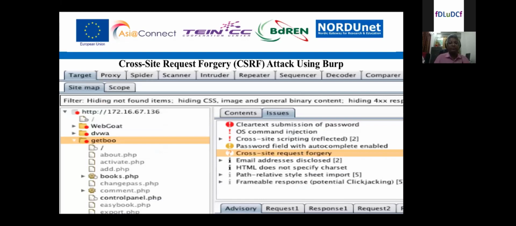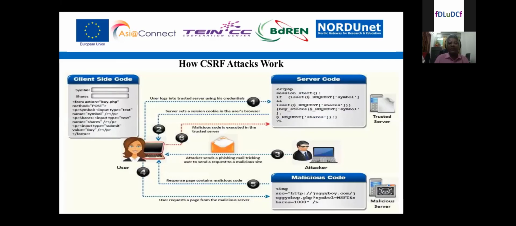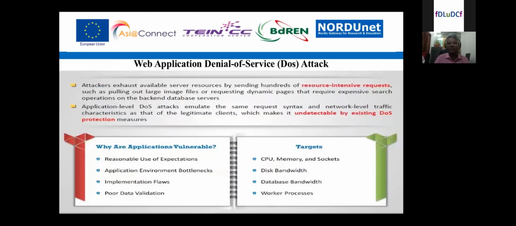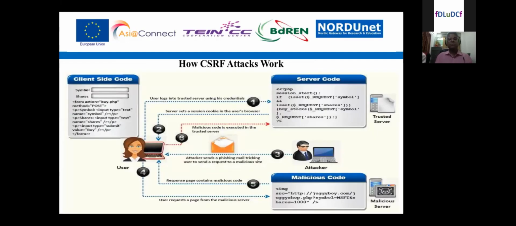So for cross-site forgery, we can use the Burp tool, and as well we can use DVWA for cross-site scripting. I think Mr. Monirujjaman will show you how we can do the cross-site scripting using DVWA.